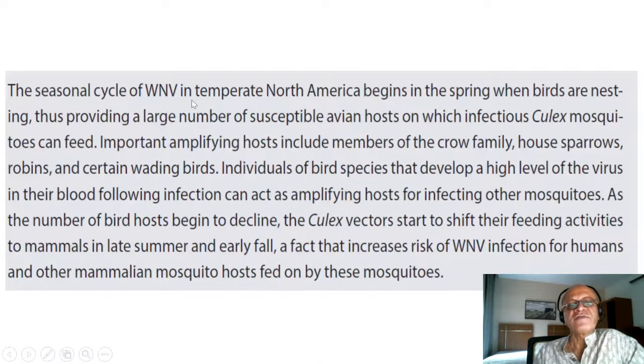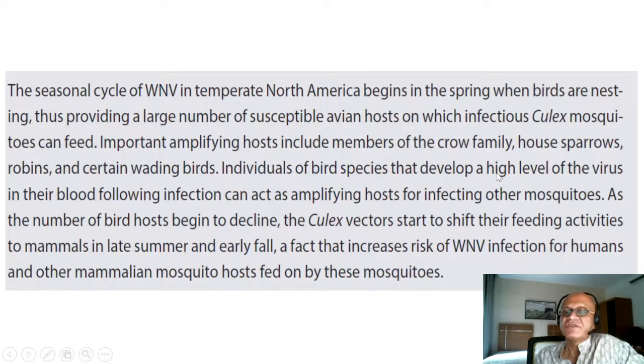The seasonal cycle of West Nile virus in temperate North America begins in the spring when birds are nesting, thus providing a large number of susceptible avian hosts on which infectious Culex mosquitoes can feed. In the US now, this is the largest mosquito-borne disease burden. Okay, so that's why we are so worried about it. Important amplifying hosts include members of the crow family, house sparrows, robins, and certain wading birds. So these birds, when they get really sick, can die. So whenever people see dead birds, they begin to panic that maybe West Nile virus is around.